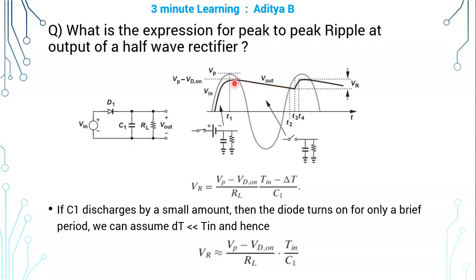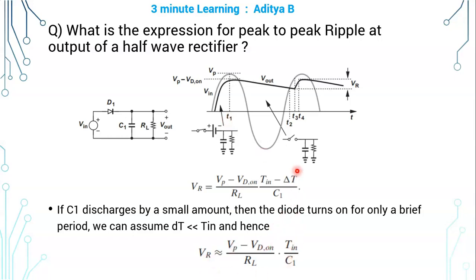So now we want the expression for this ripple voltage. If you observe, at this point the capacitor starts discharging through the load, and it will continue till T3, that is the next cycle. Again it will charge, again it will discharge slowly. So T3 minus T1 is almost equivalent to Tin. Tin means from T1 till T4. So the distance between T3 and T4 is very small. That is, we can say that T3 minus T1 is almost equal to T4 minus T1.